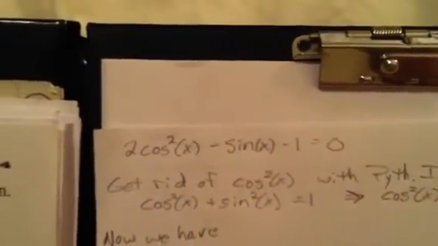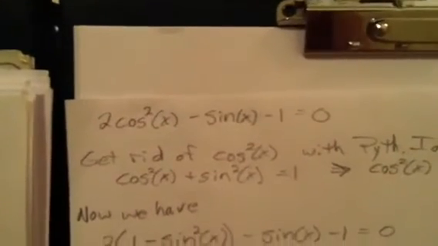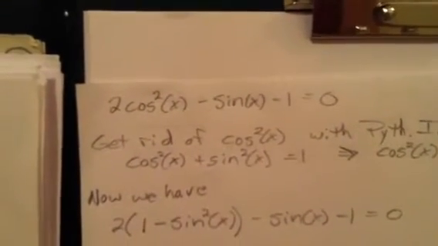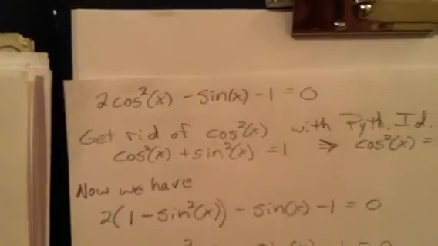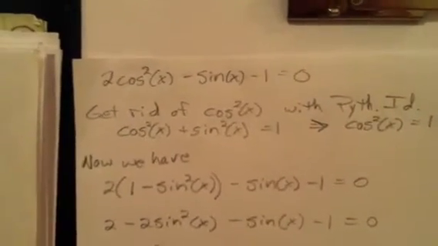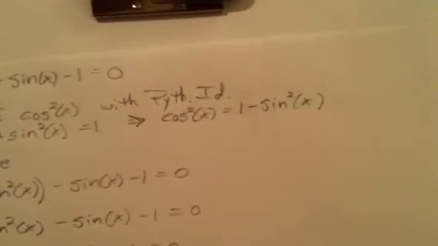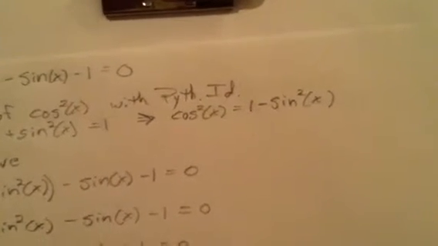and the first thing I thought to solve it was I needed to have it all sines or all cosines. Both mixed up is kind of a pain in the butt. So I thought about using the Pythagorean identity: sine squared plus cosine squared equals 1. So I solve for cosine squared, and I get 1 minus sine squared.